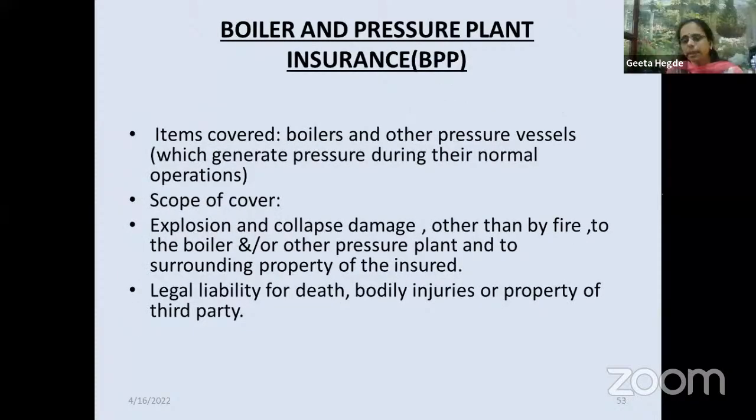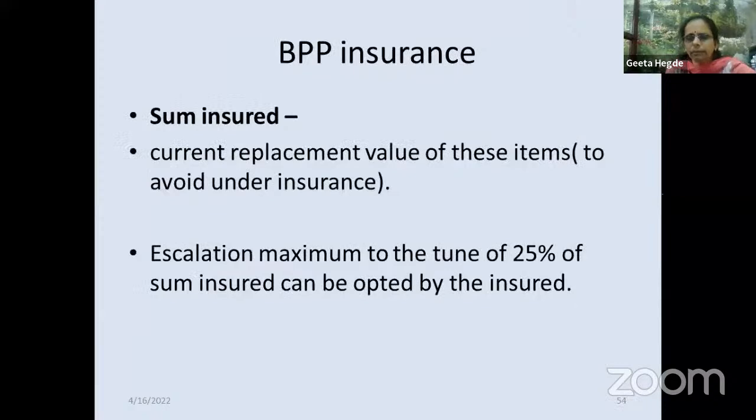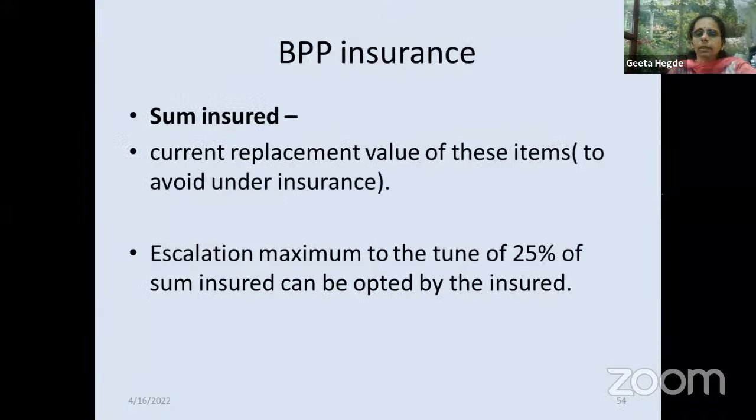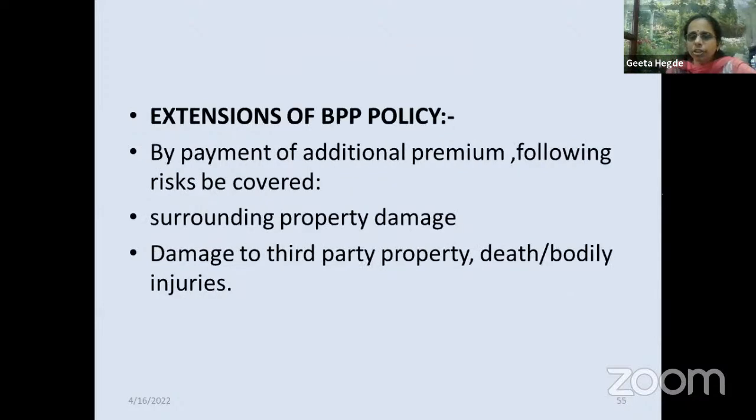So BPP is a named peril policy. Legal liability for death, that is TP, injury or property of the third party can be covered, and surrounding property can be covered. Sum insured has to be the current replacement value. So that is applicable for all policies. Escalation up to 25% can be given. Extension: surrounding property, damage to third party.